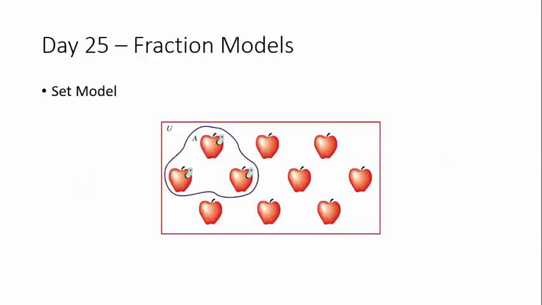Another model is the set model. Here you see a diagram that contains 10 apples. 3 of the apples have a worm. Those 3 apples have been enclosed in a loop. This is a diagram displaying 3/10.